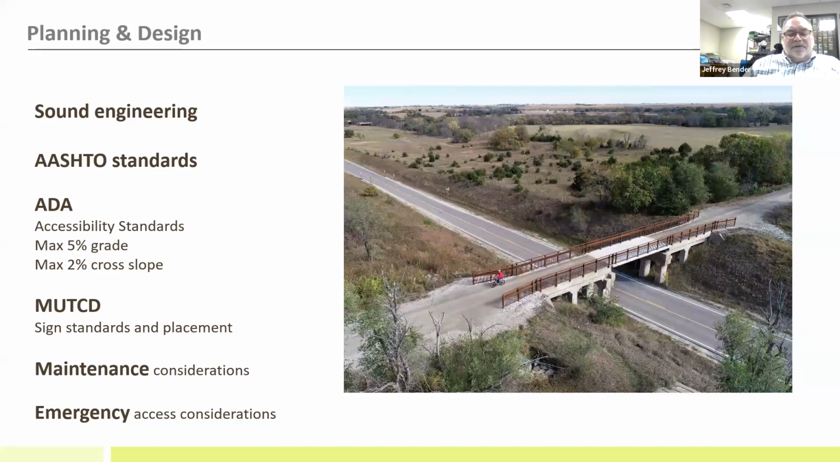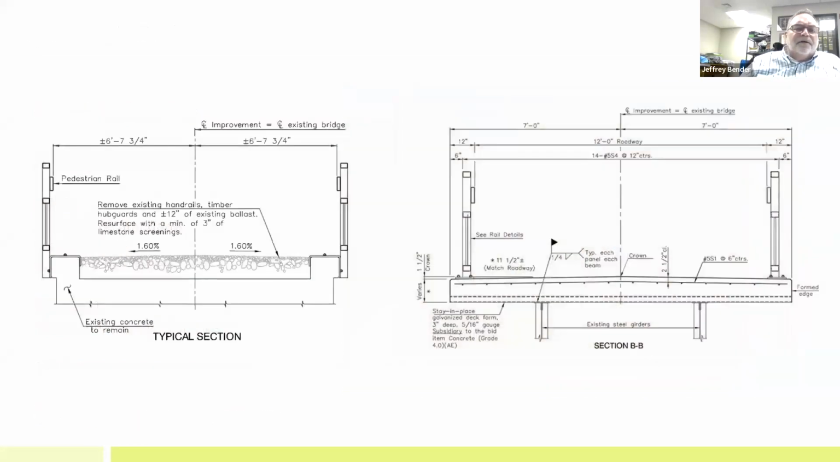And another big consideration is emergency access. You're going to build a bridge that maybe an ambulance or fire truck cannot get over. Even on smaller bridges, at least make them wide enough for emergency vehicles or maintenance vehicles or whatever equipment you need to get across to maintain.